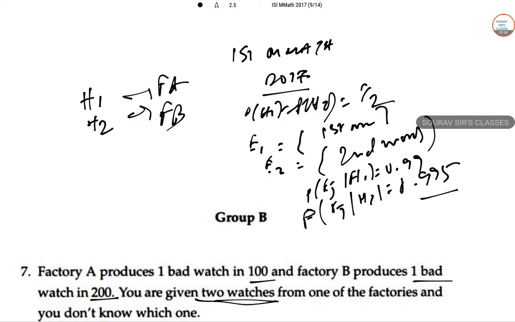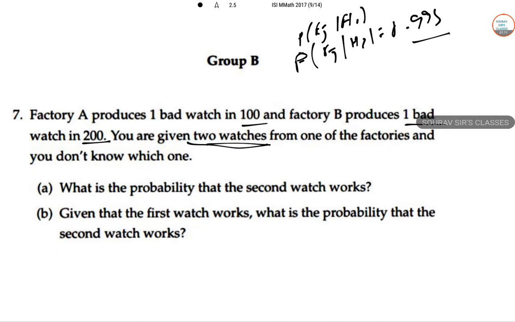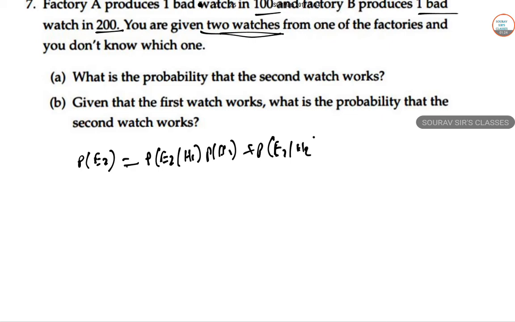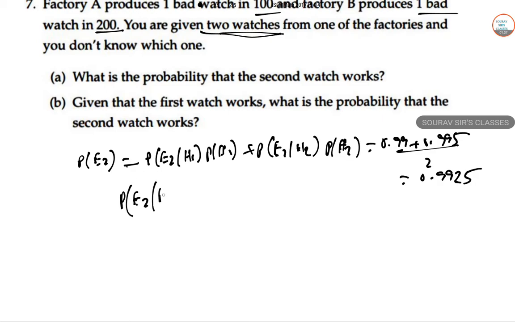Okay, so by the theorem of total probability, we can write P of E2 as P of E2 given H1 into P of H1, plus P of E2 given H2 into probability of H2. So that is (0.99 plus 0.995) by 2, and the answer is 0.9925.